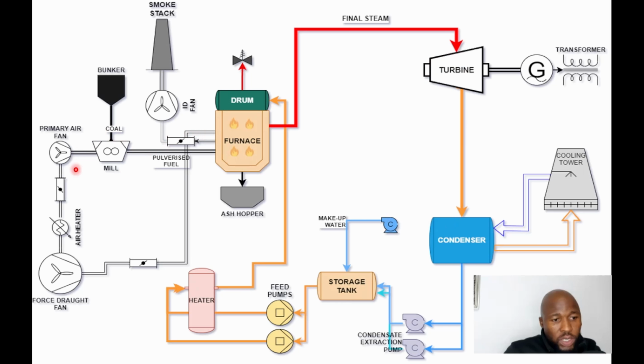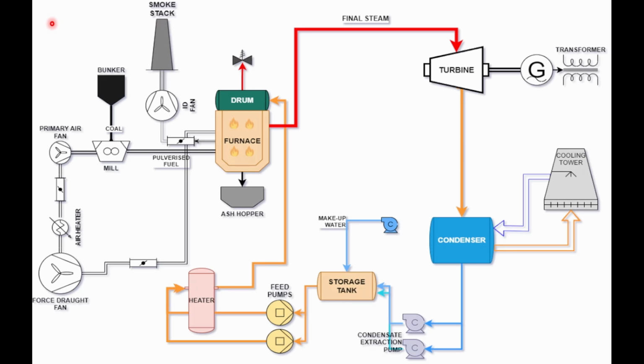On the air side, like I've already highlighted, the FD fan introduces the air. The whole purpose of the ID fan, this one here, is to maintain the furnace pressure. The furnace pressure is always maintained below atmospheric pressure, so that we'll be able to keep the particles of this fine PF that is ground by the mills. So the question then comes, how do we get coal into the station?